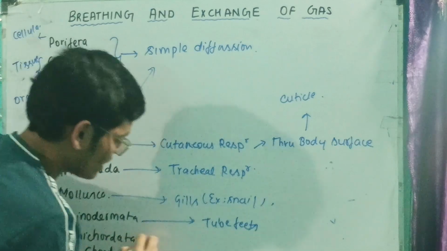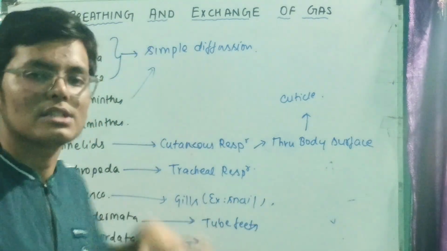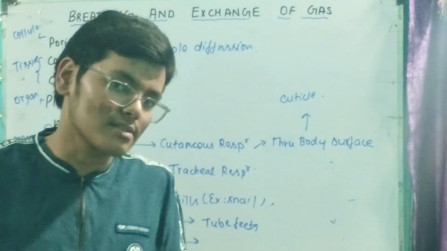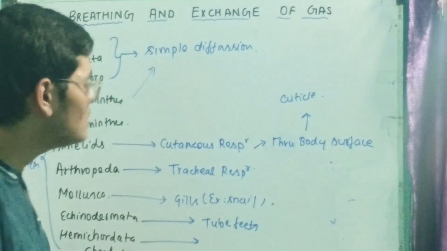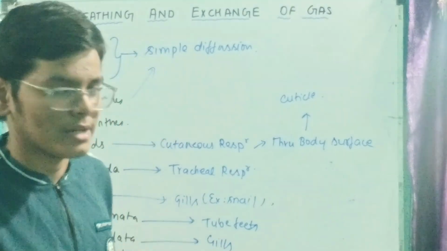Then we have hemichordata. Hemichordata was considered first as chordata, but due to the presence of some other structure instead of notochord, it is called hemichordata. They also use gills as their primary respiratory organ.